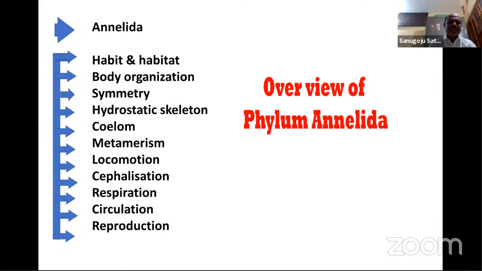First of all, we would like to know the habit and habitat of the phylum, body organization, symmetry, hydrostatic skeleton, coelom, metamerism, locomotion, cephalization, respiration, circulation, reproduction and development. Children, these are new terms. Actually, you are coming across them here, but you have to know and concentrate on this one by one. I can explain in detail about these general characters.